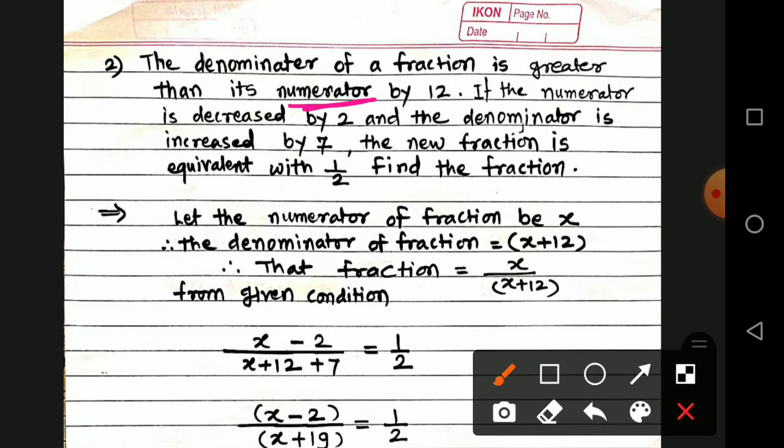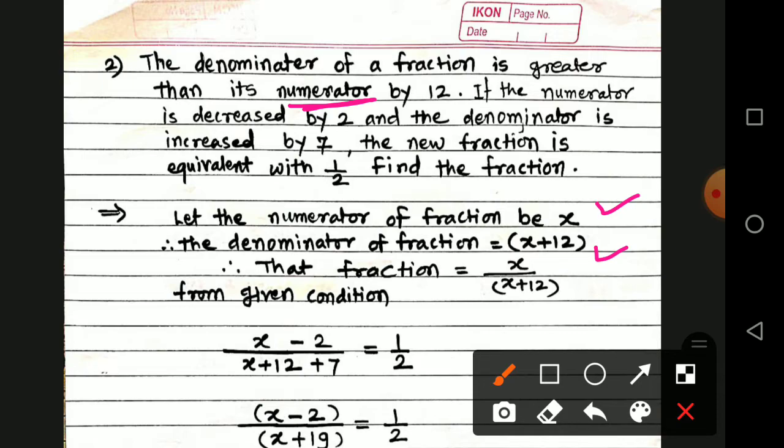So I have written here, let the numerator of the fraction be x. Now the base we have considered as x. Then the denominator is described on the basis of the numerator. We can prepare the denominator like this. The denominator of the fraction is equal to x plus 12 because it is greater than the numerator by 12. That means we have to add 12 to the numerator to get the denominator.